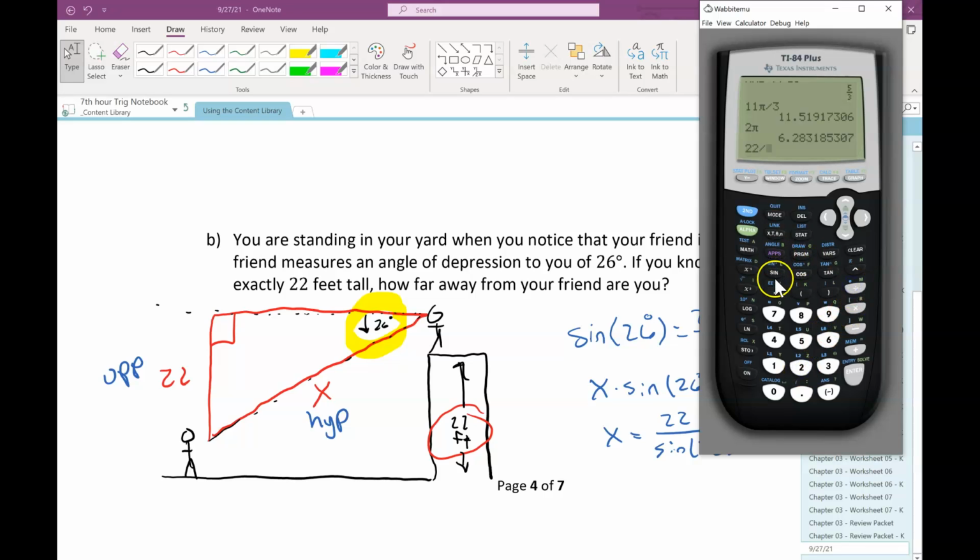22 divided by sine 26. And then just press enter. So about 50.2 feet.